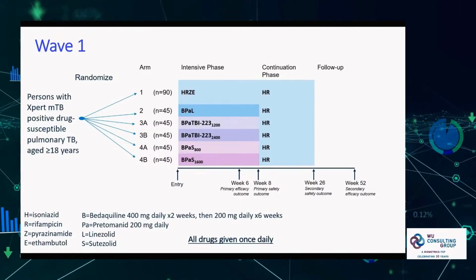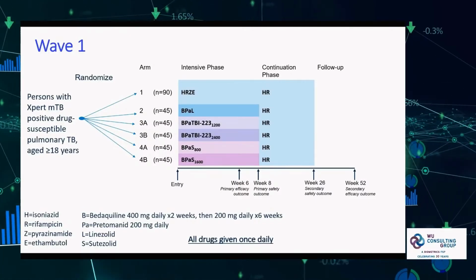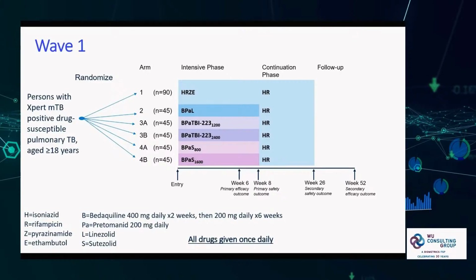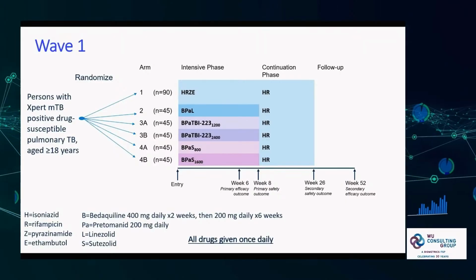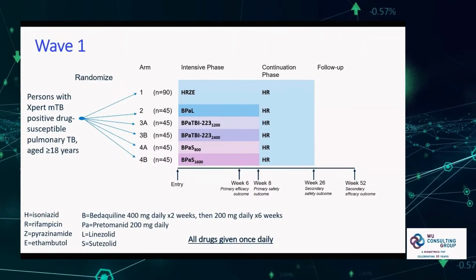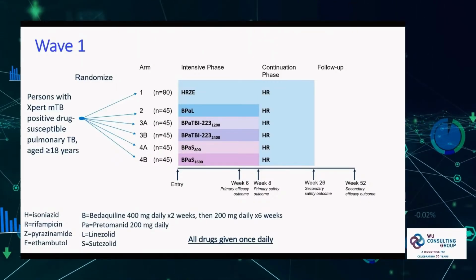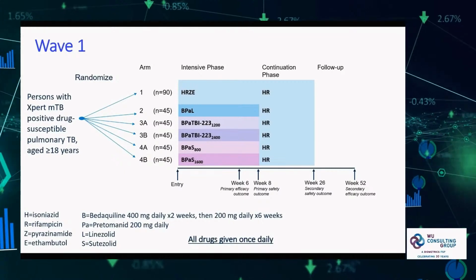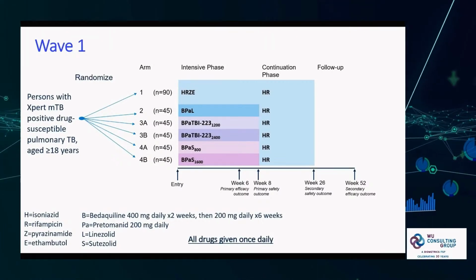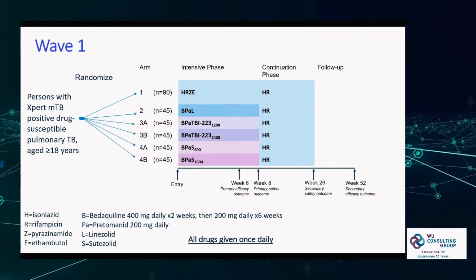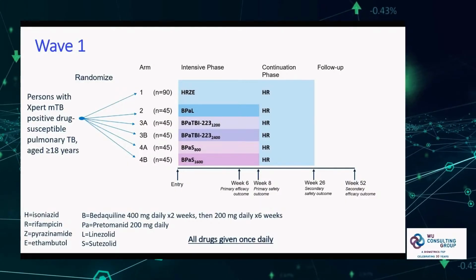We have arm 1, which is our standard of care arm, our HRZE combination therapy of 4 drugs for 8 weeks, followed by our HR extension from week 8 to week 26. That arm is going to have 90 participants. Then each of our experimental arms will have 45 participants.